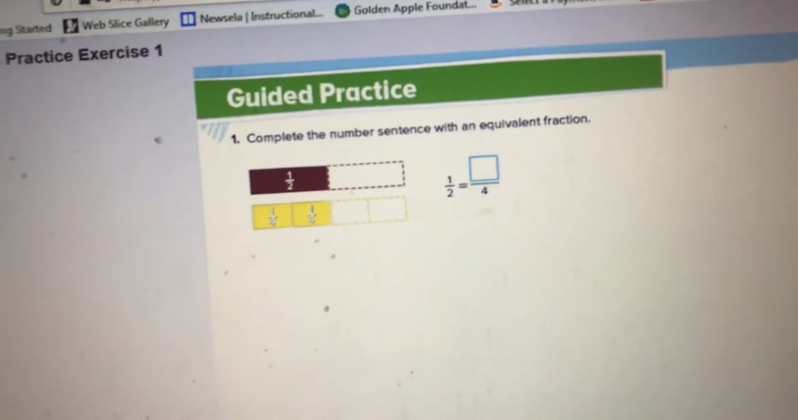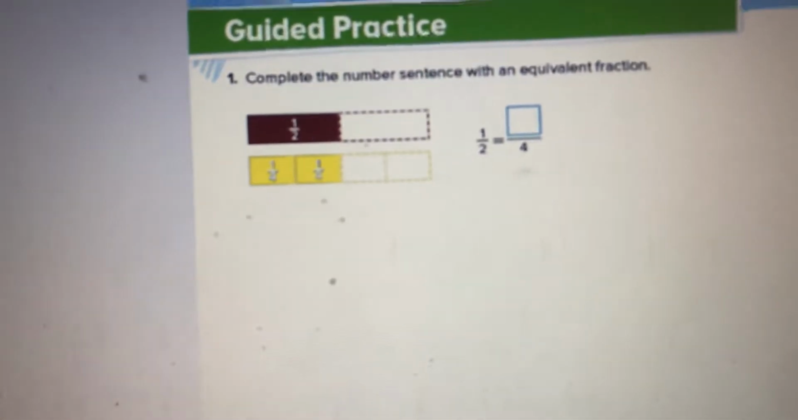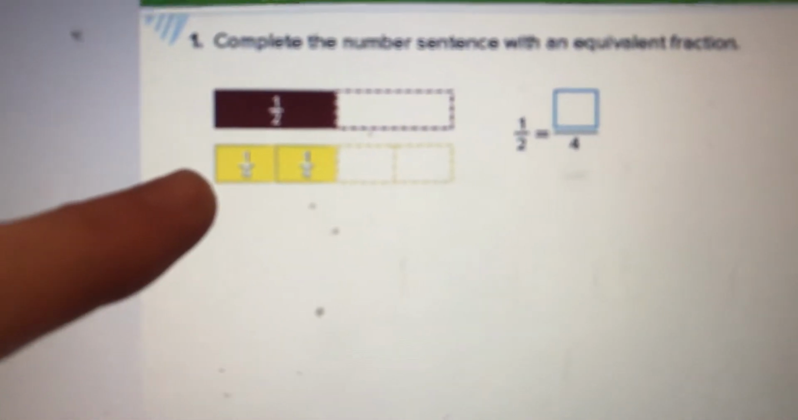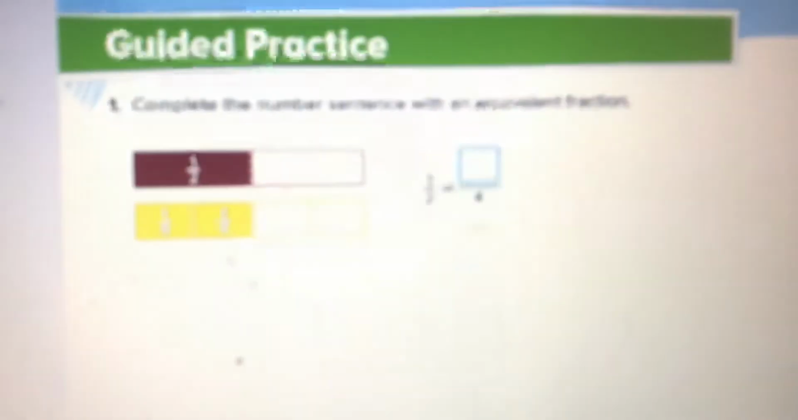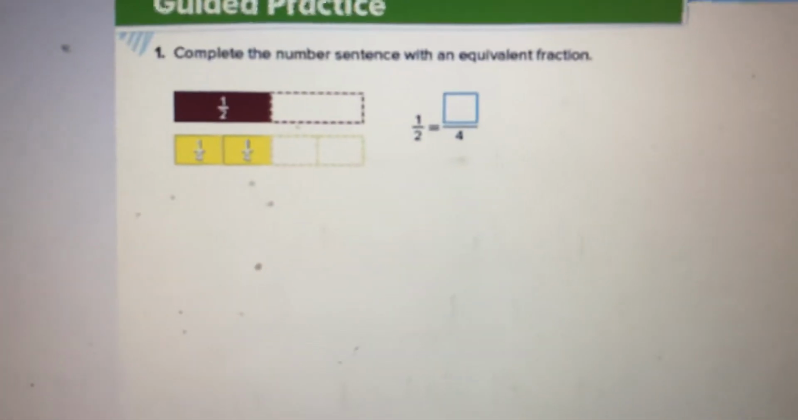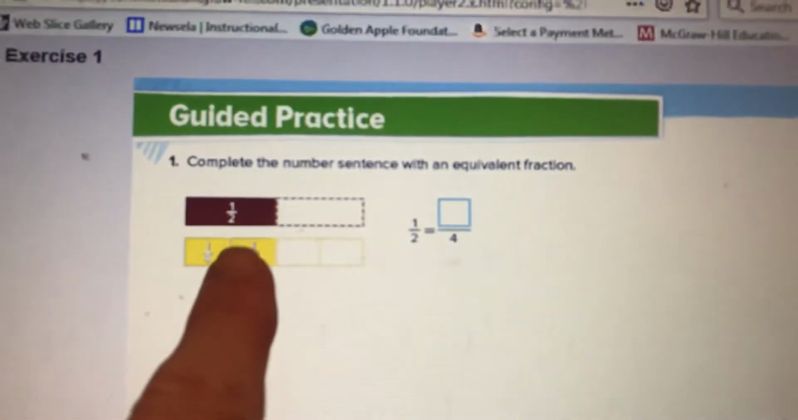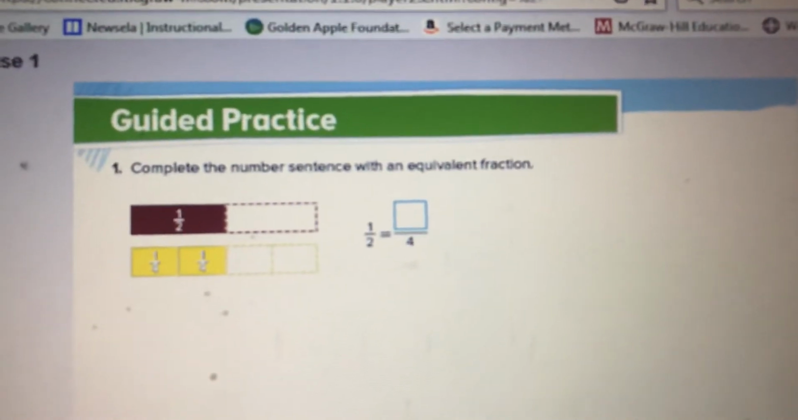All right, complete the number sentence with an equivalent fraction. So we see here that 1/2 equals how many fourths? Well, they kind of give you helpful answers here because they show you right here 1/2 is equal to 2/4. Go ahead and fill that in.